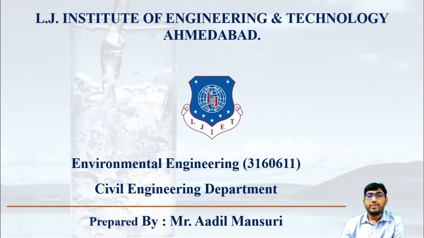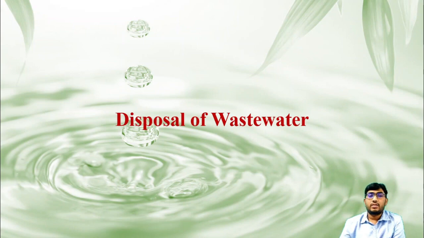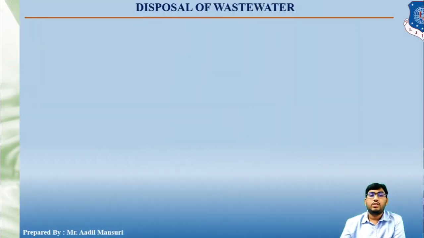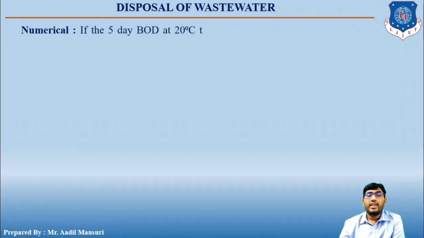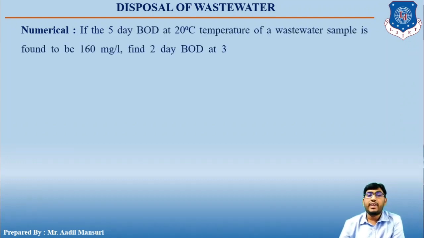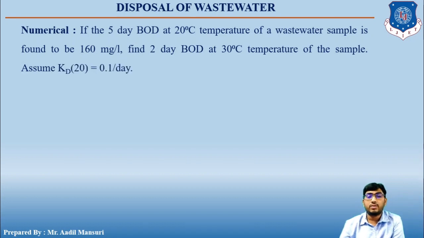So my dear students, in the previous video, we had already discussed the BOD and the first stage of BOD. In this video, we will start with disposal of wastewater, but before that, we will continue with the numerical of BOD. The data says: if the 5-day BOD at 20 degrees centigrade temperature of a wastewater sample is found to be 160 milligram per liter, then find the 2-day BOD at 30 degrees centigrade temperature of the sample. Assume KD20, that is the coefficient at 20 degrees, to be 0.1 per day. Okay, so let's start with the solution.